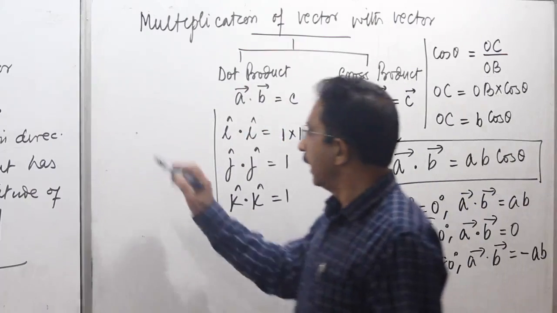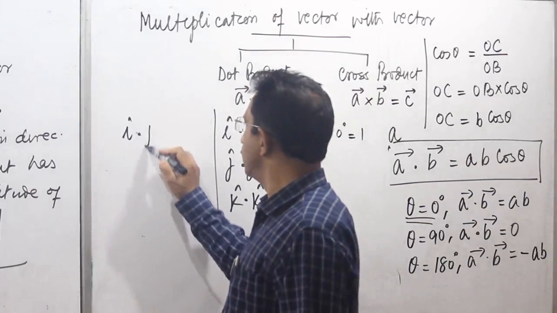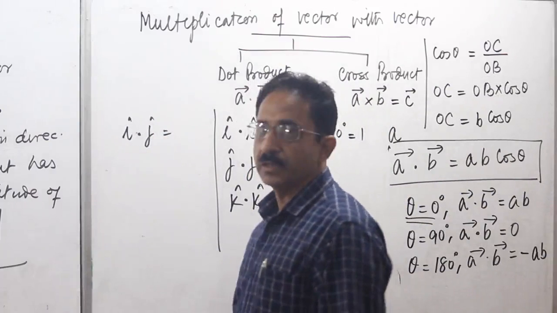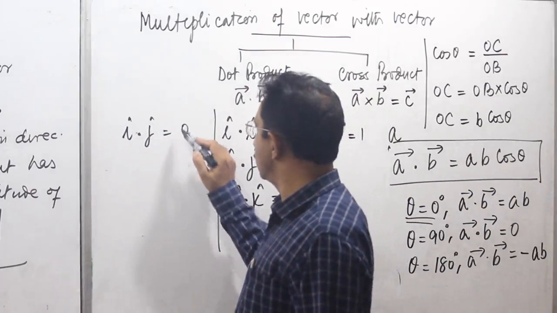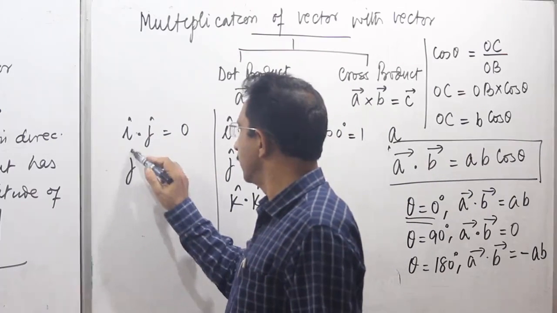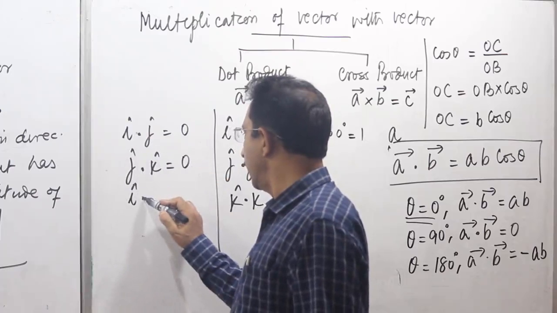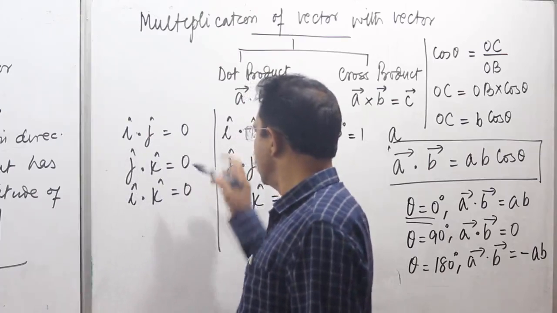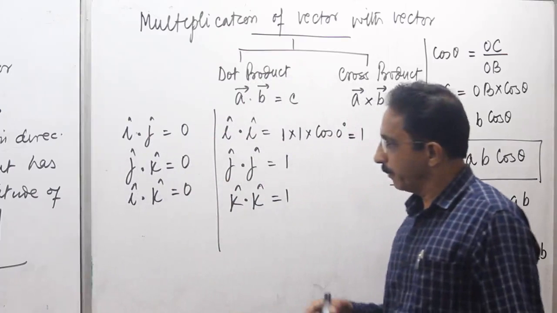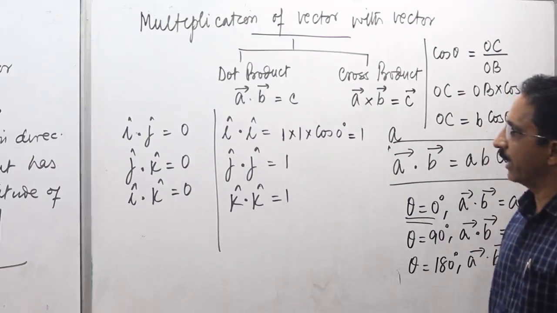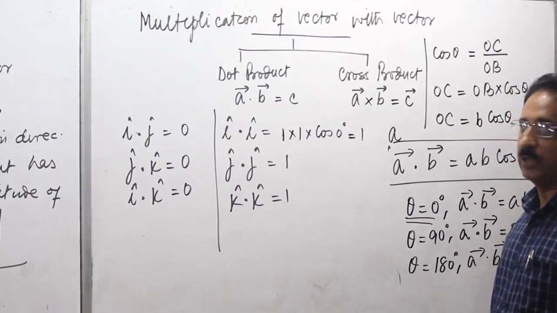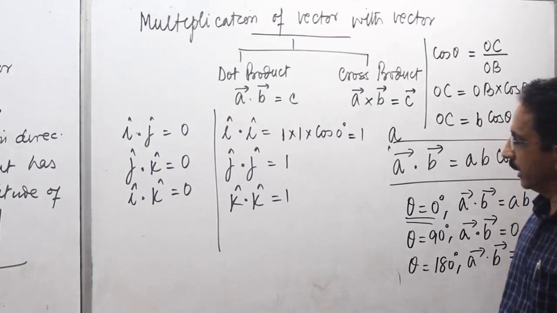But if I take i dot j, or for that matter j dot i, it would be 0 because they are perpendicular to each other. Similarly, j dot k would be 0. Similarly, i dot k would be 0. So this property that whenever we have vectors perpendicular to each other, their dot product becomes 0, that property we are applying.